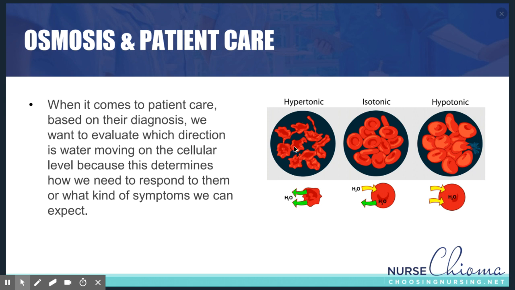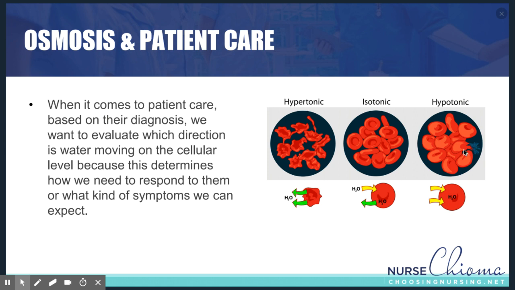We have hypertonic where the cell is shrinking because water is traveling outside where there's more solute. We have isotonic where there's an even balance between in and out. And we have hypotonic where there's more solute in, and as a result, the cell is swelling. See how right here is trying to show you that this is swelling because it burst.